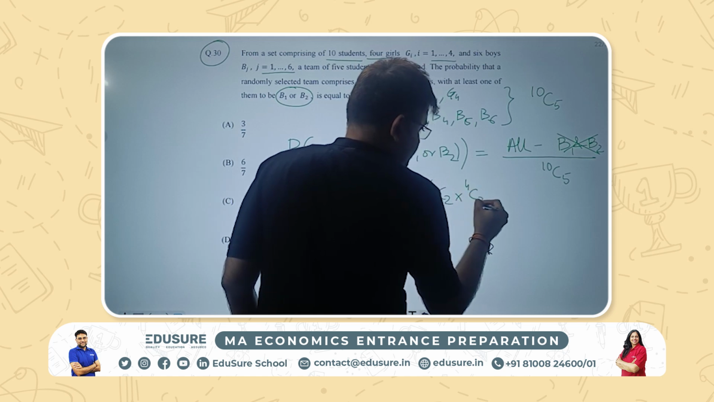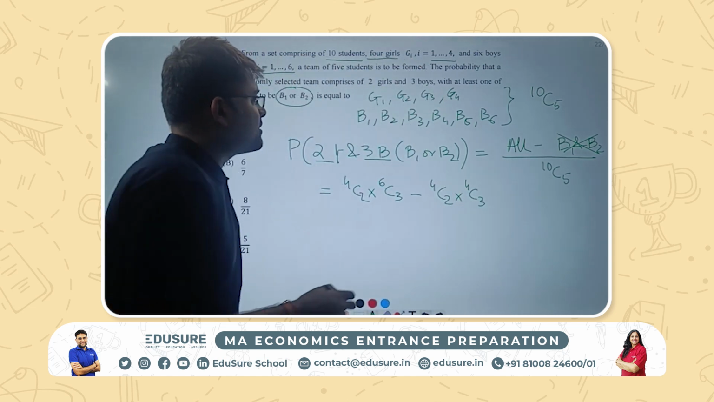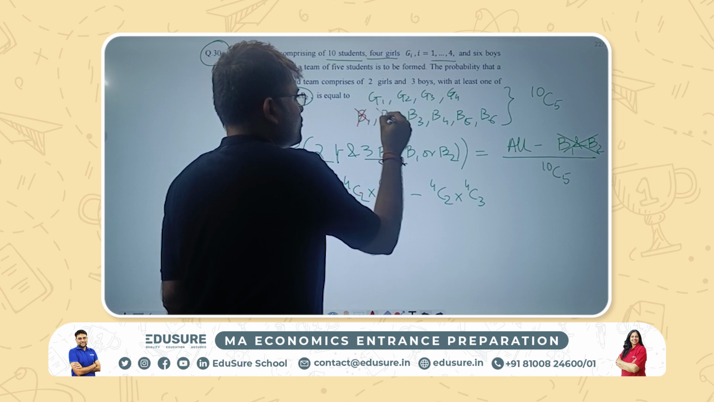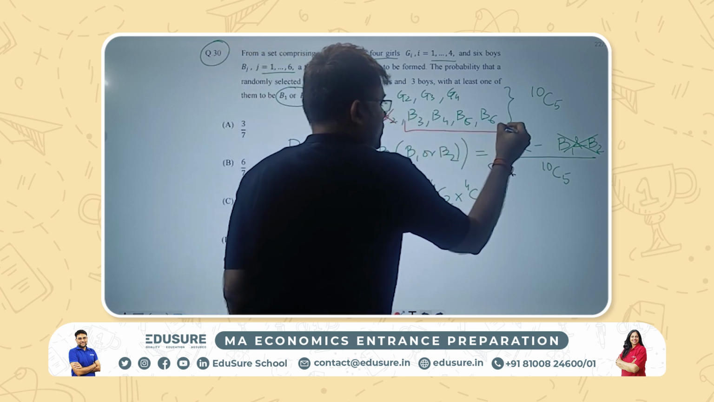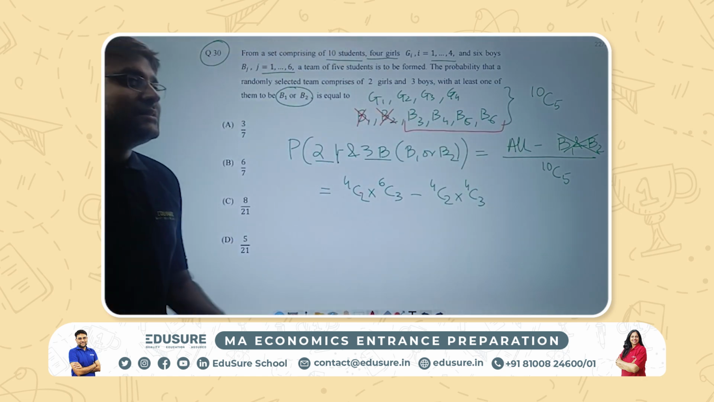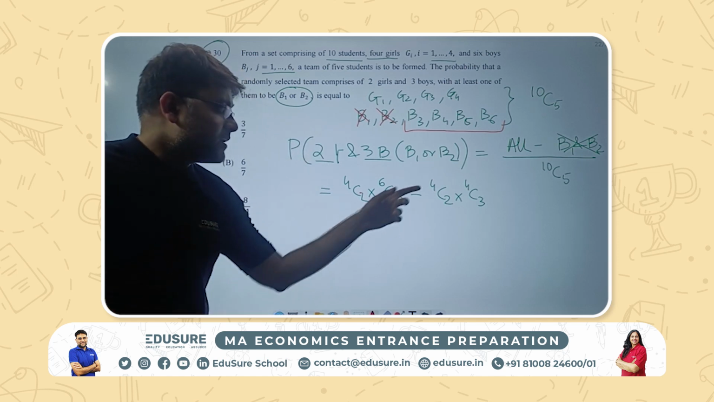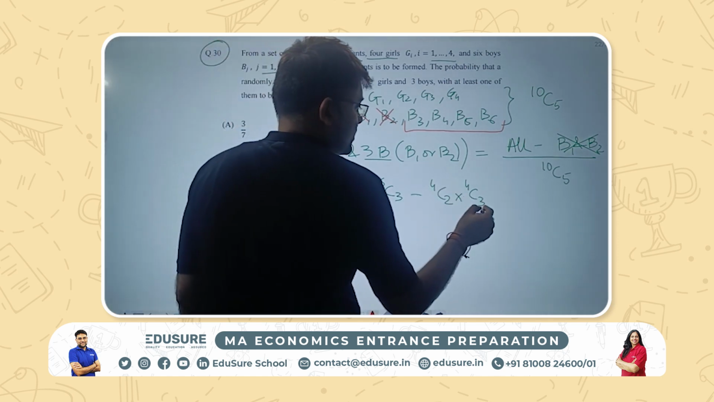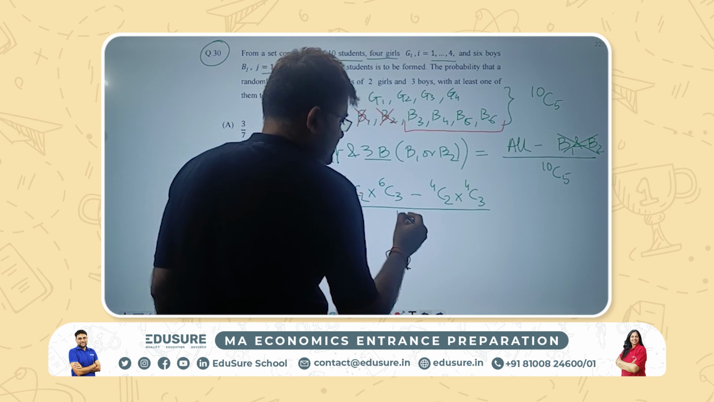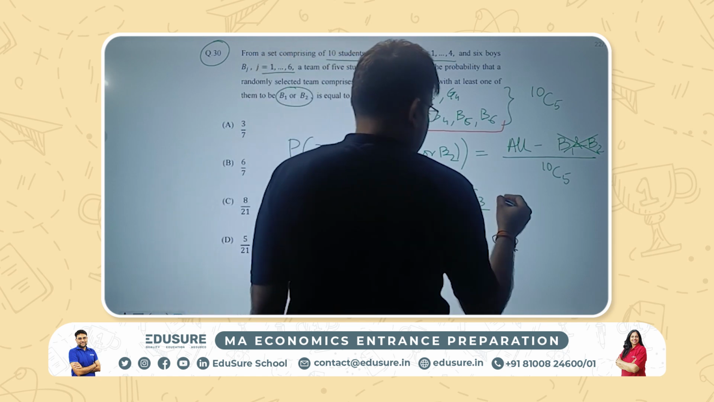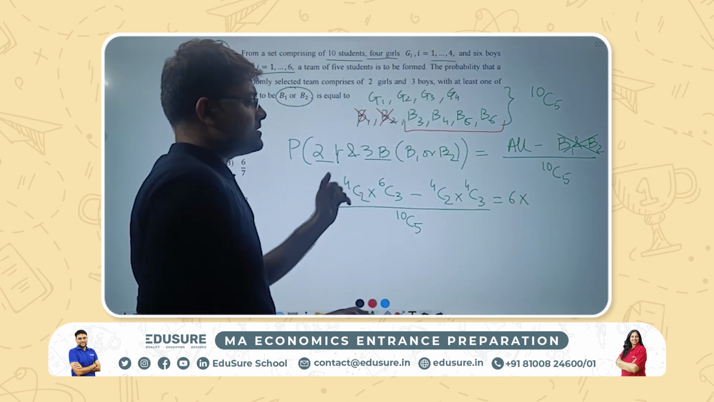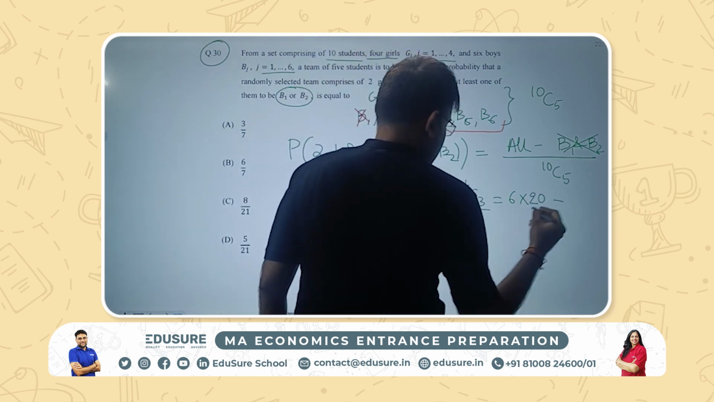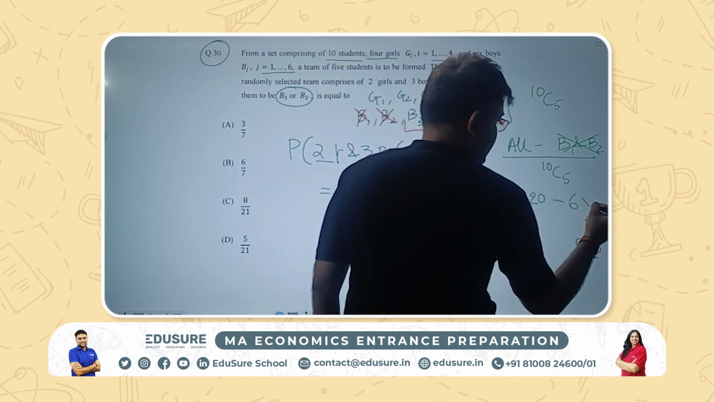So neither B1 nor B2. Out of 6, I will remove B1 and B2, so I'll be left with these 4. Three out of these 4 have to be a part of the committee. So minus 4C2 into 4C3, divided by the total, which is 10C5.